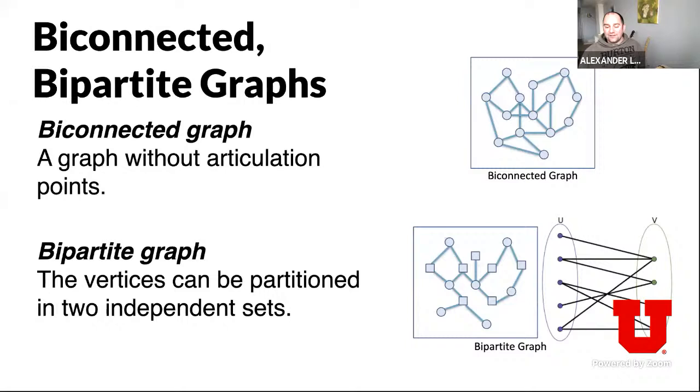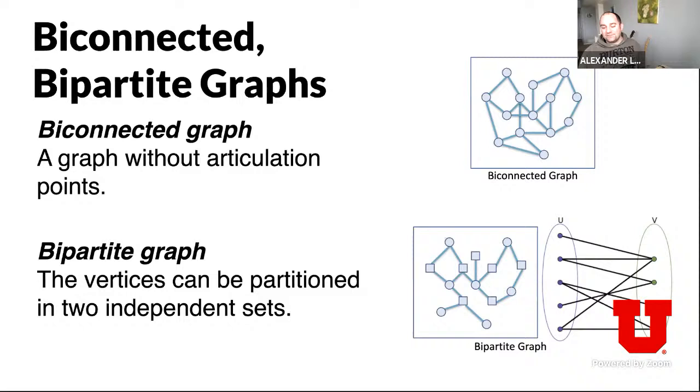Another special type of graph, which is actually fairly common, are bipartite graphs. This is a graph where you can partition the vertices into two independent sets, and there's connections only between those two independent sets. That's something that's fairly common if you have nodes of different types.